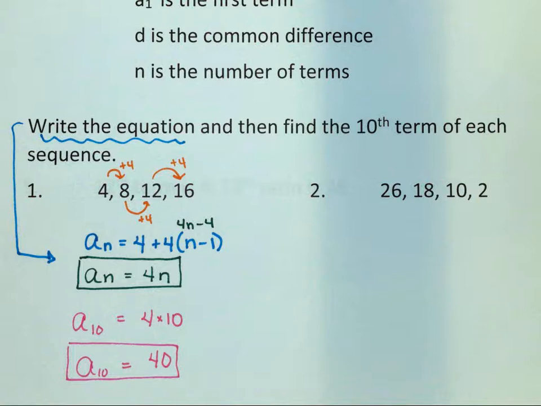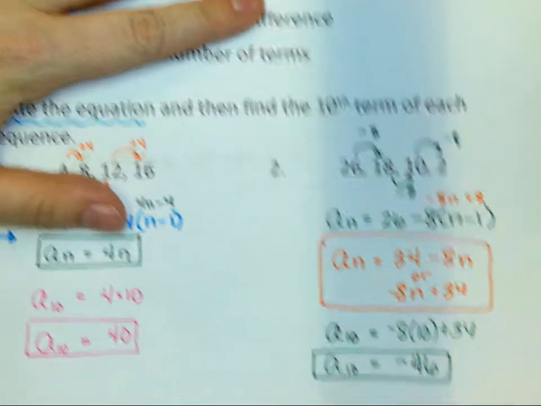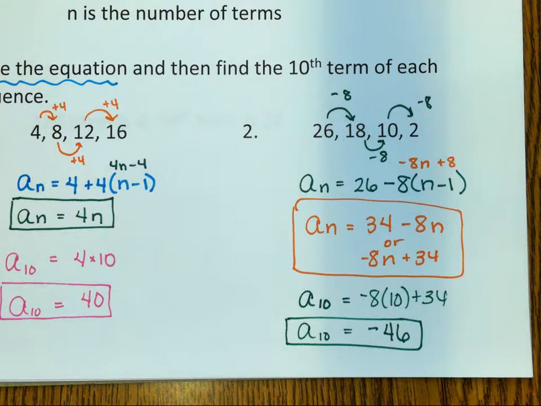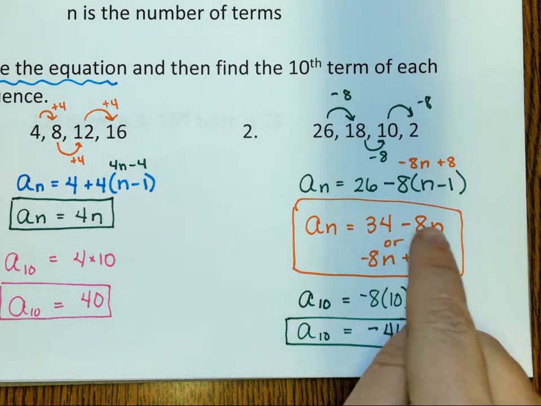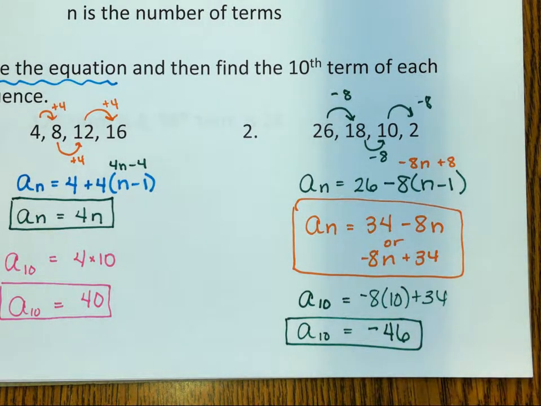All right, let's take a look at what you should have gotten. Woulda, shoulda, coulda. There you go. It doesn't matter to me one way or the other if you do 34 minus 8n or negative 8n plus 34. That's okay.